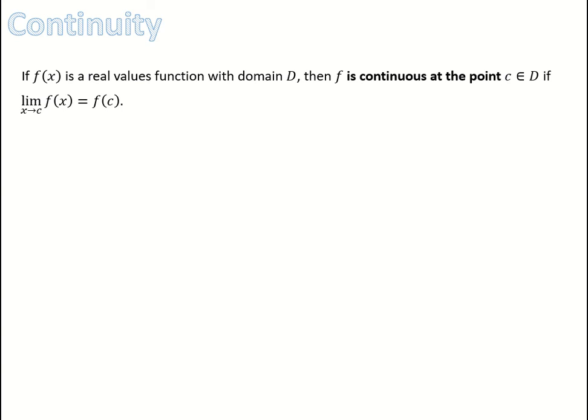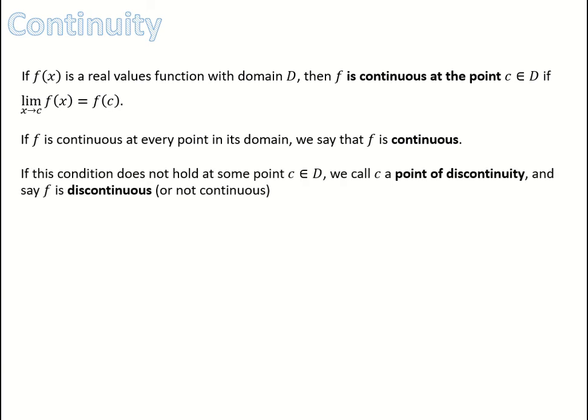So if f of x is a real valued function with domain D, then f is continuous at the point c in D if the limit of the function f of x as x tends to c is equal to f of c. If f is continuous at every point in its domain, we say that f is continuous. If this condition does not hold at some point c in D, we call c a point of discontinuity, and say f is discontinuous or not continuous.